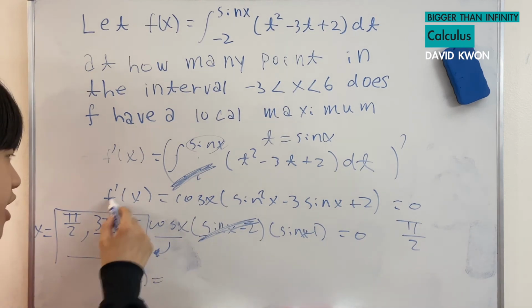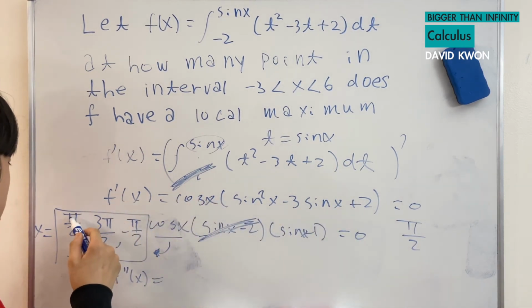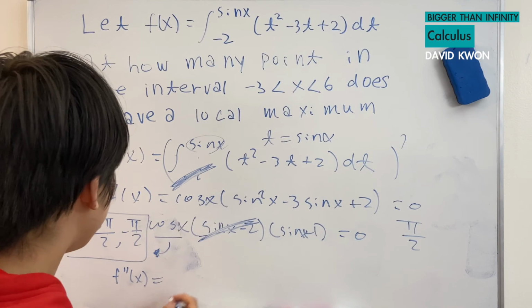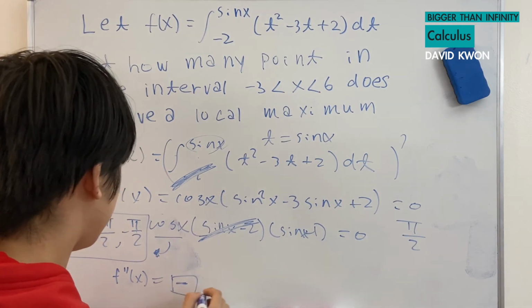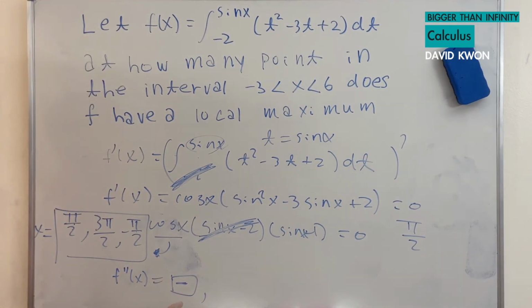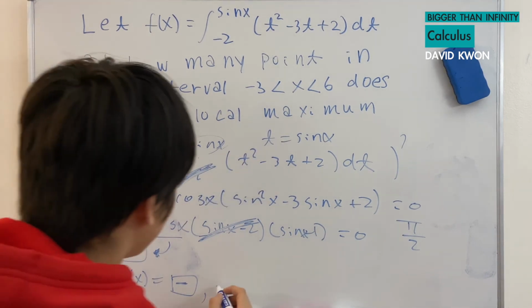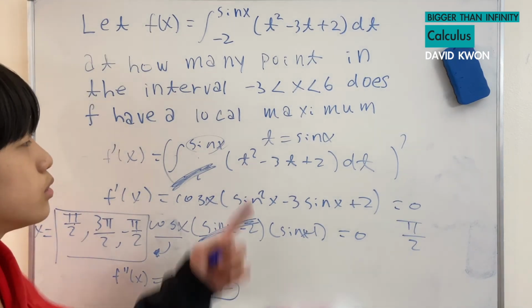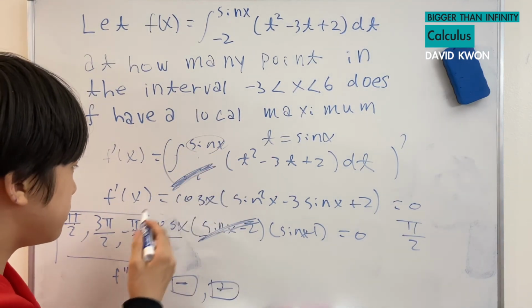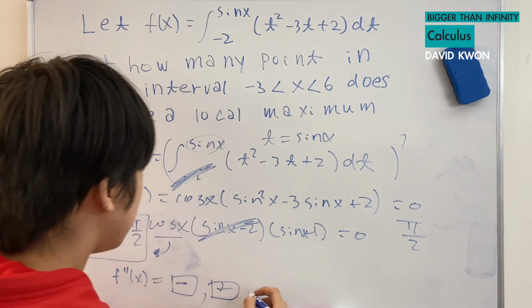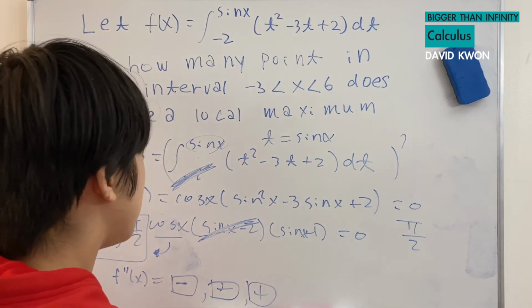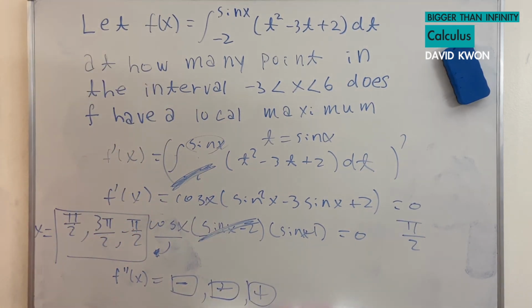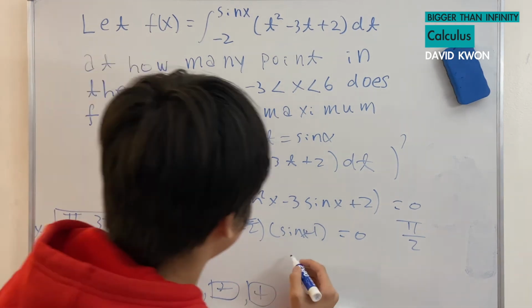So when you prime this and put in the value of pi over 2, you get a minus. That's a good thing, because that's a local maximum. But putting this in here, we get a positive. Oh no, that's a local minimum. And putting this into the x after you differentiate this, that's again a positive. So the only x value that works is pi over 2.